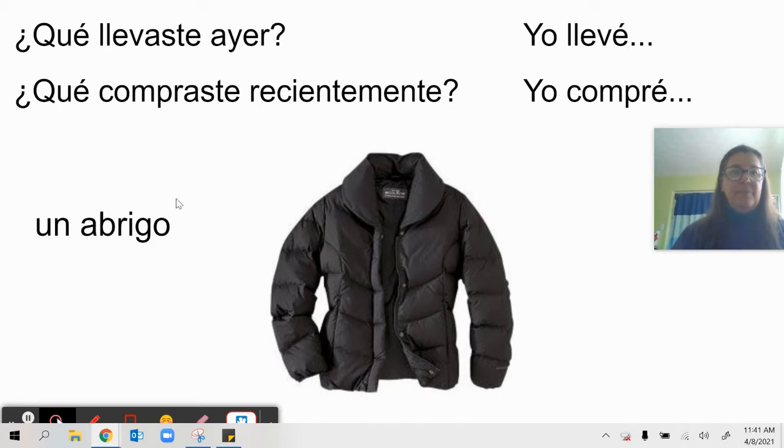Recientemente. Un abrigo. Yo llevé un abrigo ayer. Or, yo no llevé un abrigo ayer. Yo compré un abrigo ayer. Yo no compré un abrigo ayer.